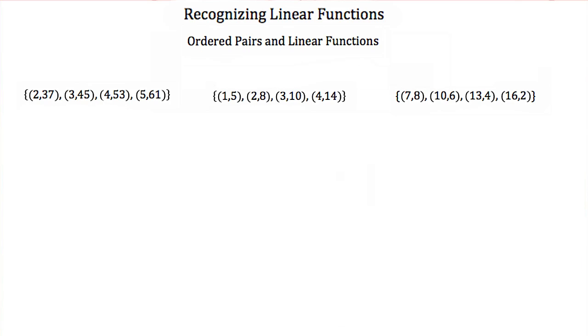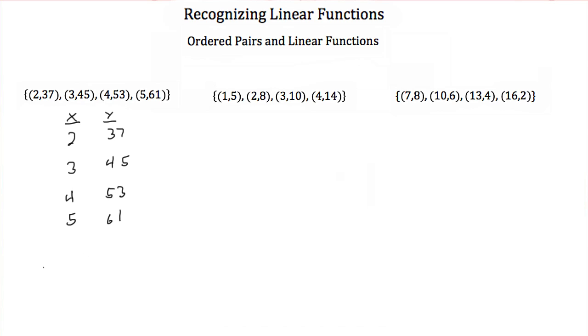Now there are other ways to recognize linear functions other than just looking for straight lines on graphs. Say we're given a bunch of ordered pairs. Let's see if we can figure out if these ordered pairs are showing a linear function. Let's look at our first set, and I'm going to rewrite them a little bit different. Our x and y coordinates. Our x is 2, 3, 4, and 5. And our y coordinates are 37, 45, 53, and 61.